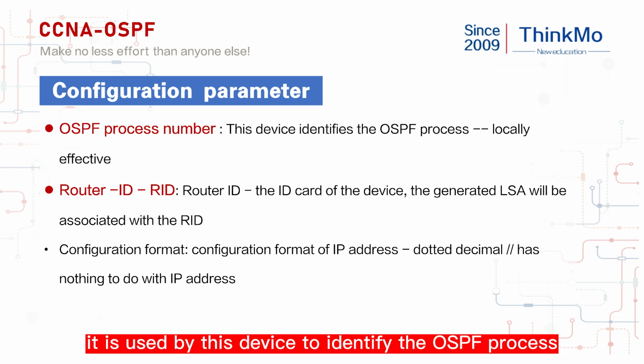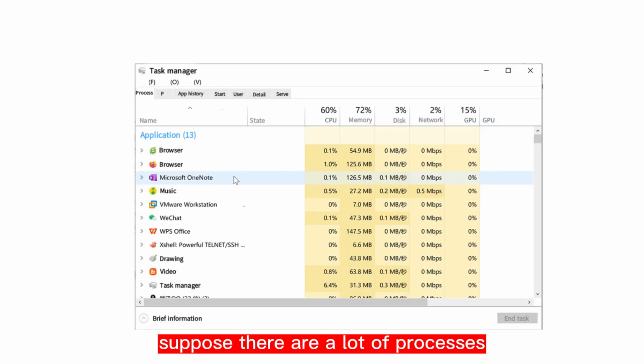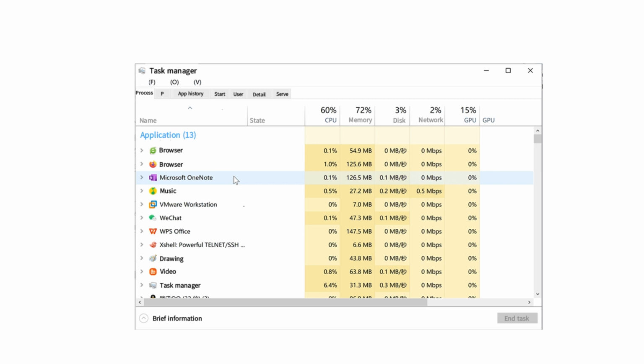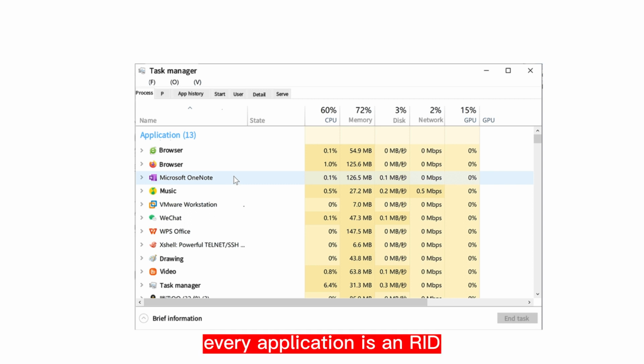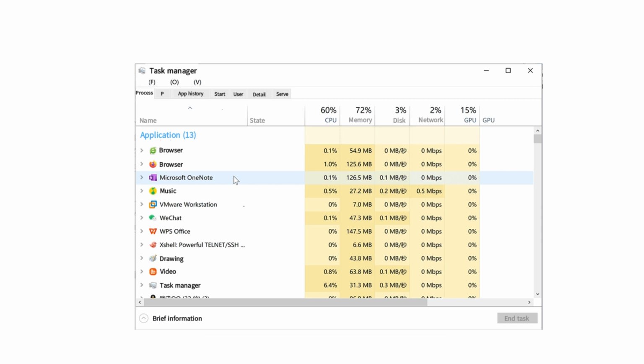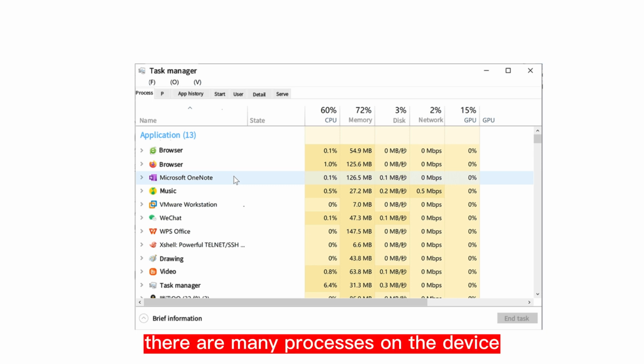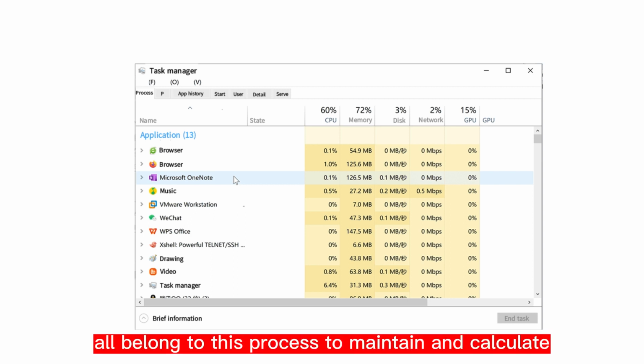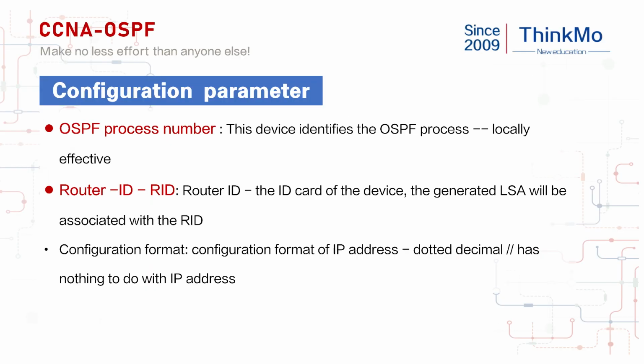It is used by this device to identify the OSPF process. Suppose there are a lot of processes running on the device now. Now there are many apps on the device. Actually, every application has a process ID, like a router ID. There are many processes on the device. The data I am generating in the browser now all belong to this process to maintain and calculate.